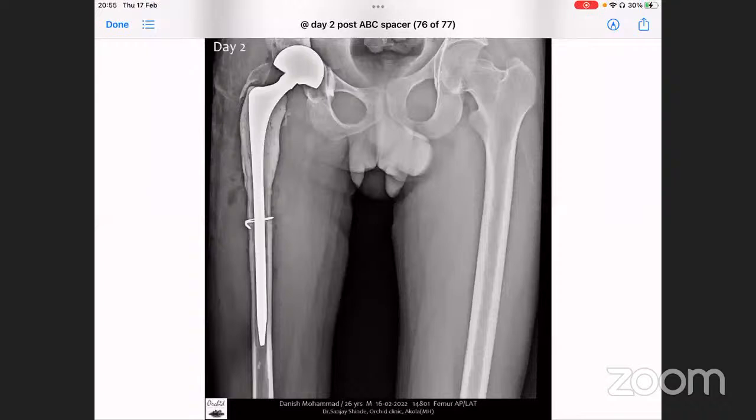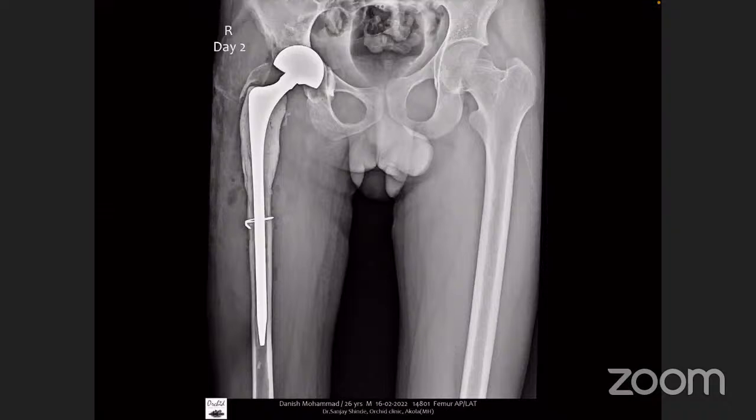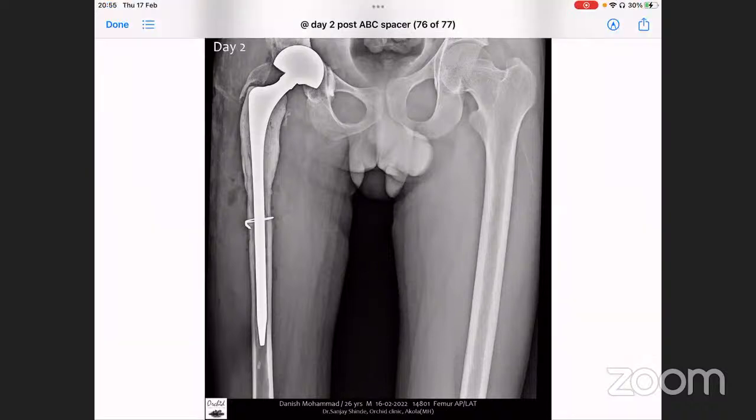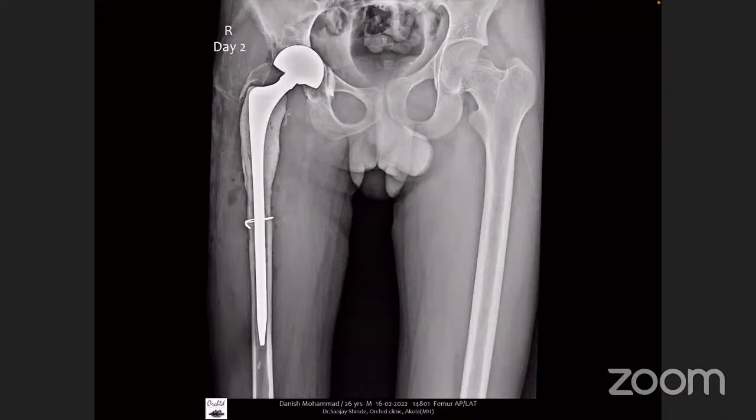So that was it. Because here, whatever the GT which is there, you put it back onto the tumor prosthesis, but obviously it will not heal up there. So whether the abductor power is going to be retained is also the $1 million question.